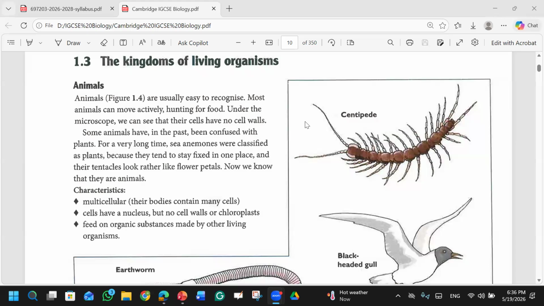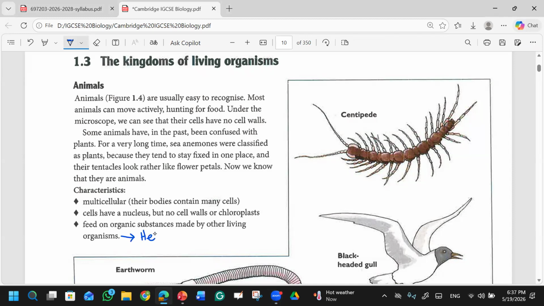One more important characteristic of animals is that they feed on other organisms to get their food. So what are they, in specific terminology? Autotrophs or heterotrophs? Heterotrophs. Heterotrophs means they cannot prepare their own food.